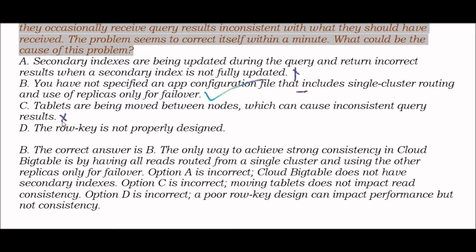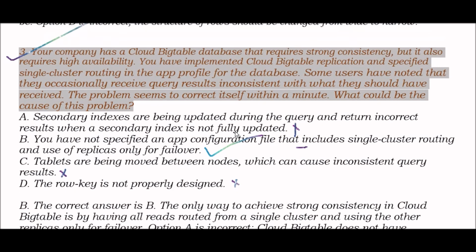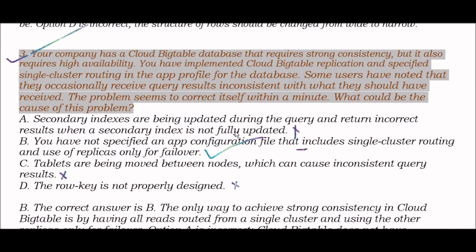Now option D. The row key is not properly designed. So my dear, a poor row key design can impact performance but not consistency. That's why option D is also incorrect. And I hope it's clear to you. Correct answer is option B.